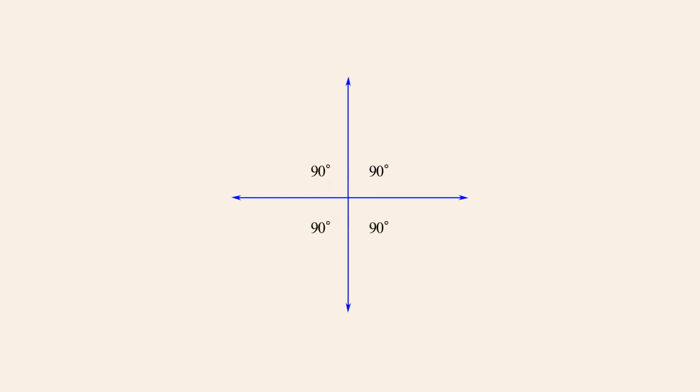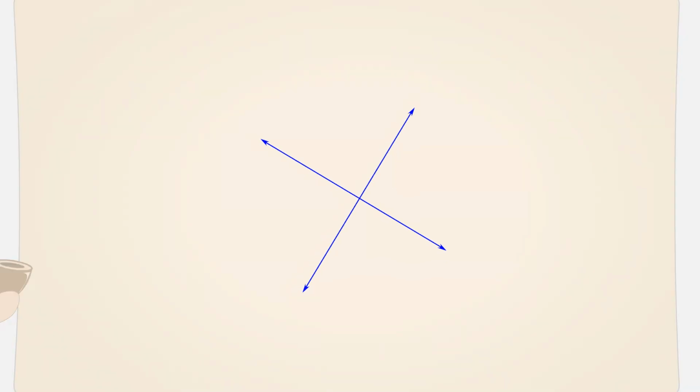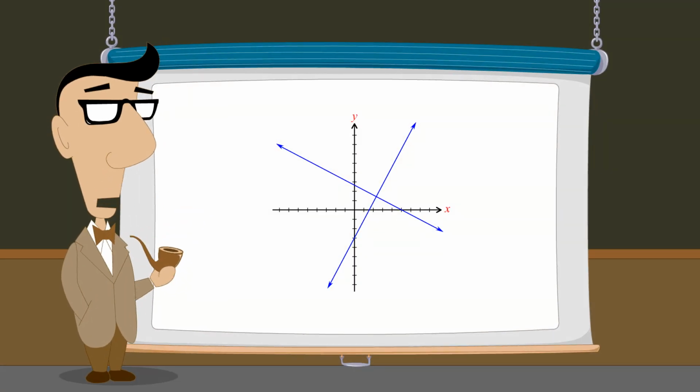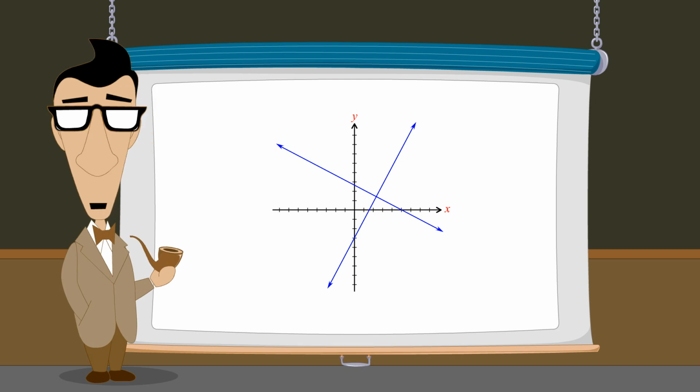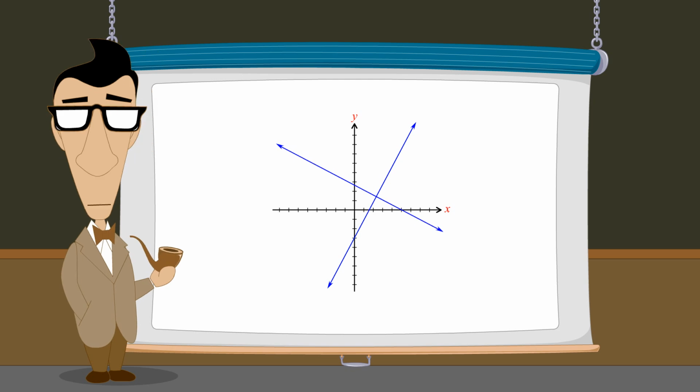Perpendicular lines don't have to be horizontal and vertical. They may be oriented in any way as long as they meet at right angles. So how can we determine if two linear equations describe perpendicular lines? As we saw in the last lecture, parallel lines have the same slope. Likewise, we can tell if two lines are perpendicular by comparing their slopes. Perpendicular lines have slopes which are negative reciprocals of each other.